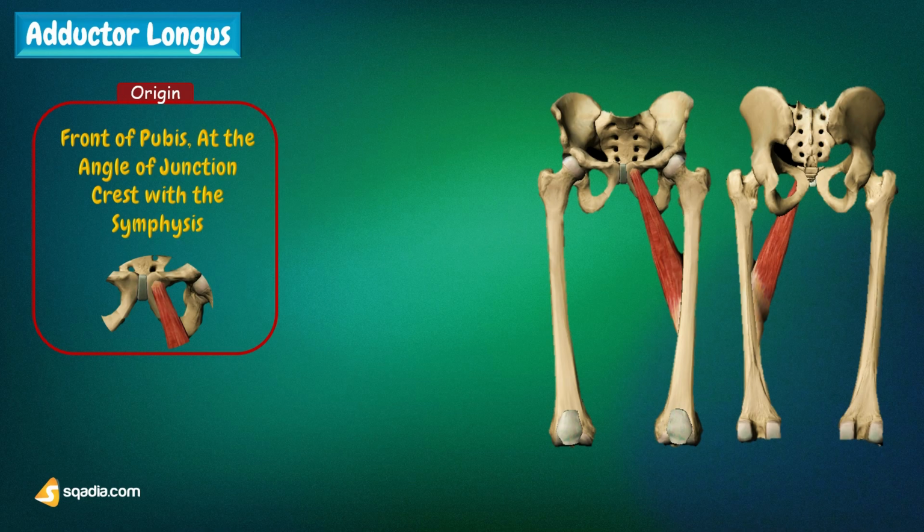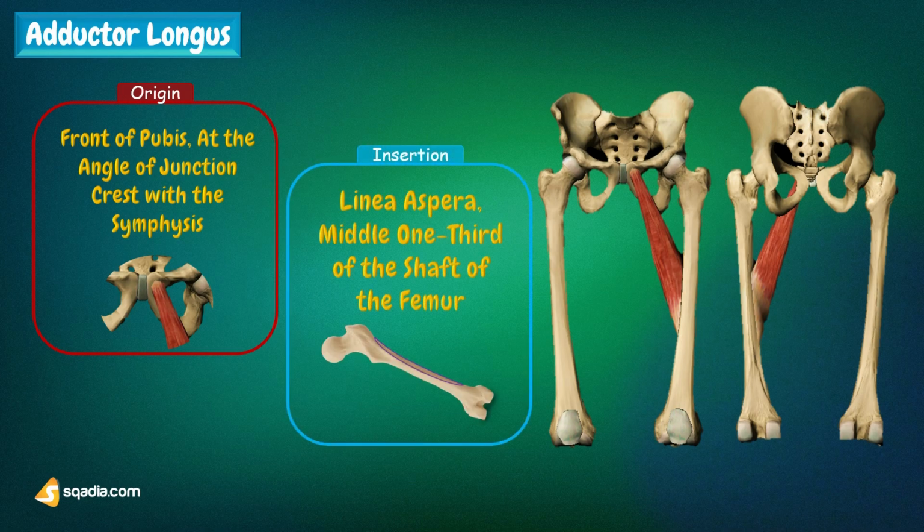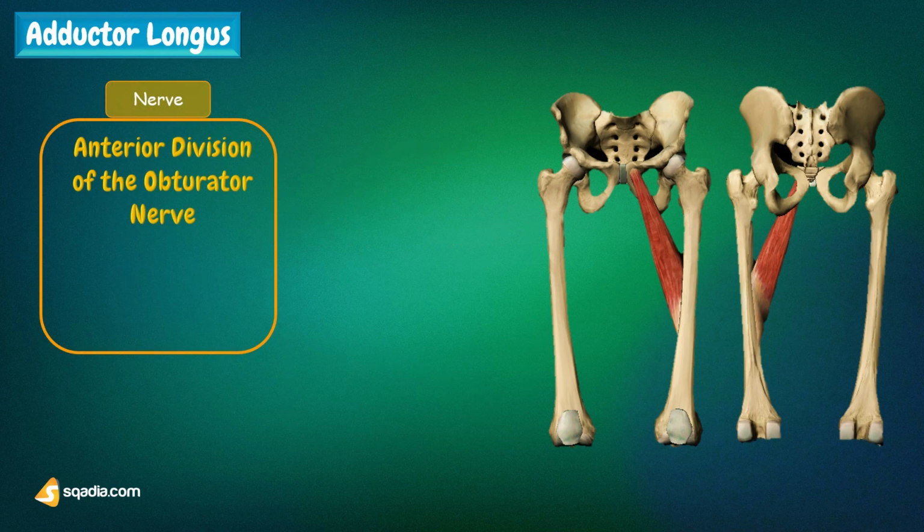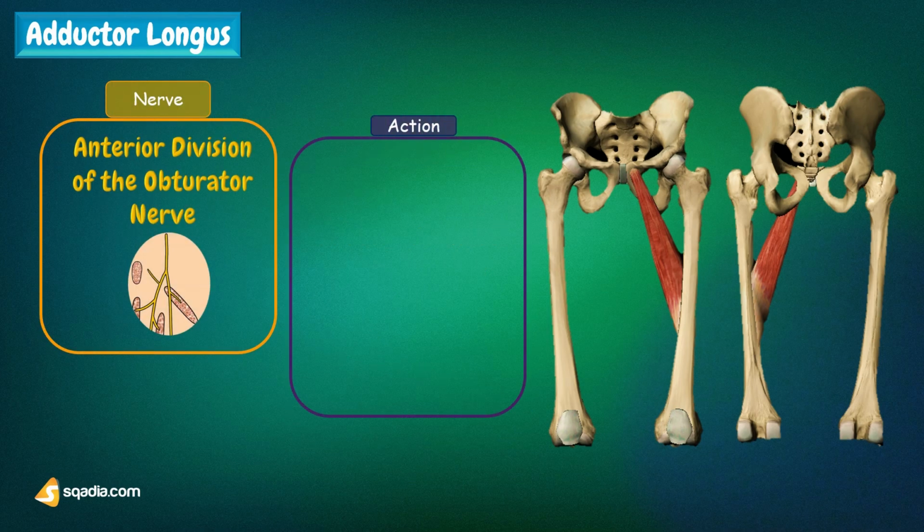The insertion site of adductor longus is the linea aspera in the middle one-third of the shaft of the femur. It is inserted between the two other adductor muscles. Adductor longus is innervated by the anterior division of the obturator nerve. Just like its name suggests, it's an adductor muscle and is a powerful adductor of the thigh at the hip joint. It also acts as a posture controller.